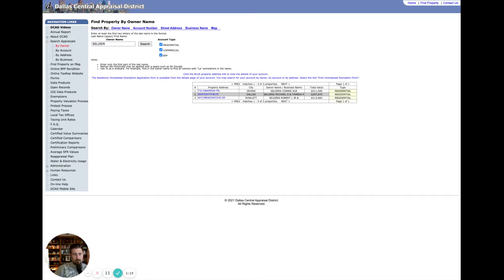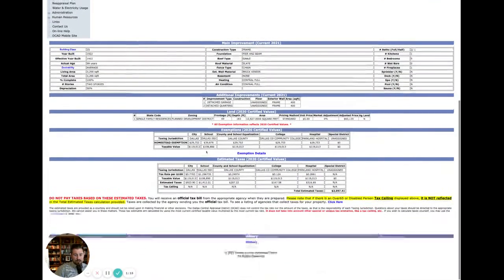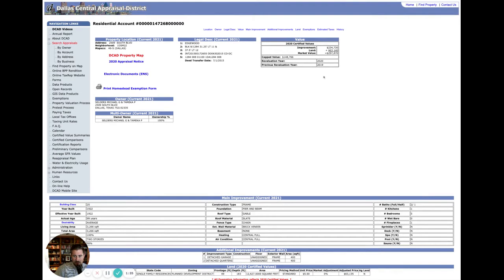Once I've opened this up, the first thing I want you to note is that it's got a lot of data on here that the Central Appraisal District has collected about the property. It may or may not be accurate, but it at least has that information on there. They've also assessed what they think is the value of the property, both for the improvement, meaning the house or any buildings, and the land, and they've added that to the market value.